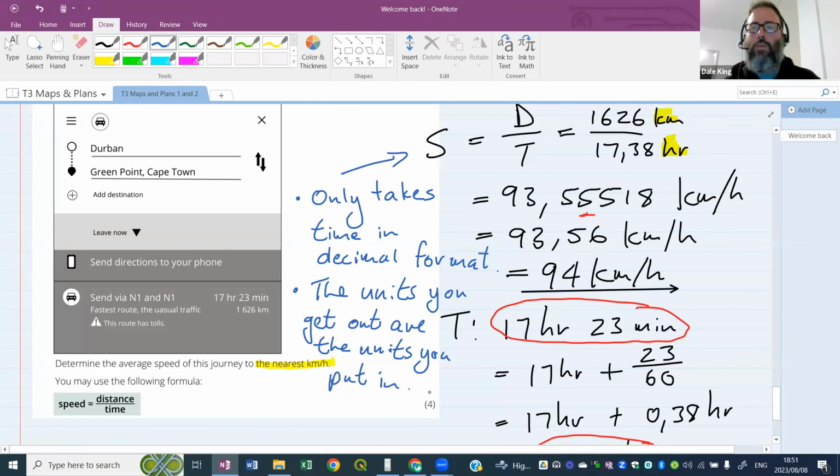Okay, so if you put in kilometers and hours, you're going to get out kilometers per hour. So if the question wants kilometers per hour, change your units to make sure that you've got kilometers and hours before you go into the formula. Because if you put the wrong units into the formula first, you're going to have to change it after. And sometimes that's a little bit more challenging. Change the units first and then put them into the formula. It's the best way to do it. Okay. So 2 things, only take decimal format for time, and the units you get out are the units you put in. All right, please remember that.